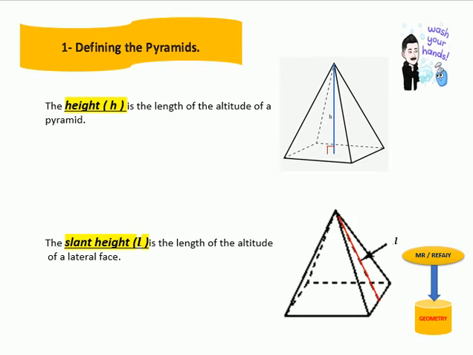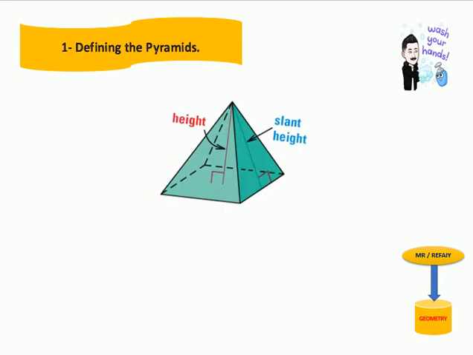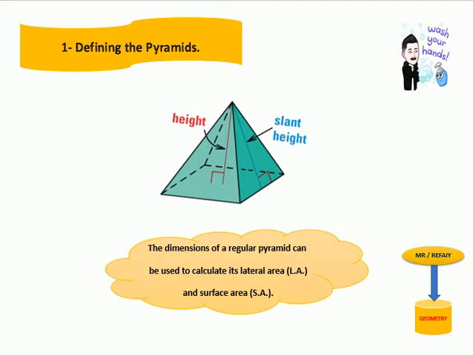Slant height, L. L is the length of the altitude of the lateral face triangle, not of the pyramid. So L is the slant height. I think now you can differentiate between the height and the slant height. The height is for the pyramid. The slant height is for the face. If you know the dimensions of a regular pyramid, you can use them to calculate the lateral area, LA, and surface area, SA.